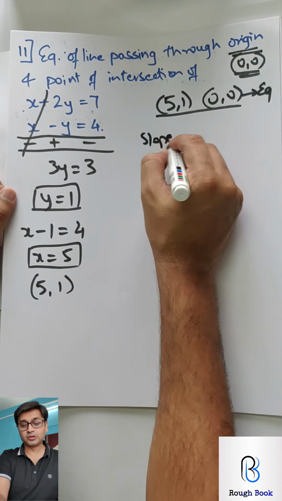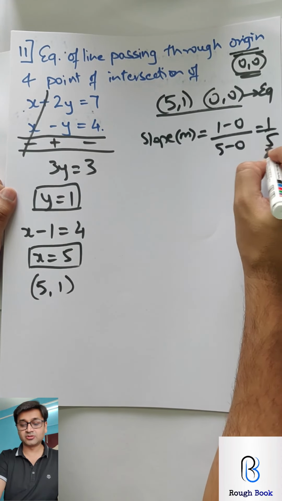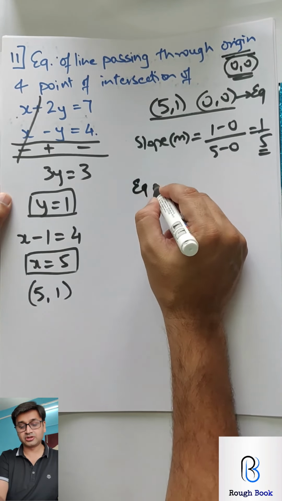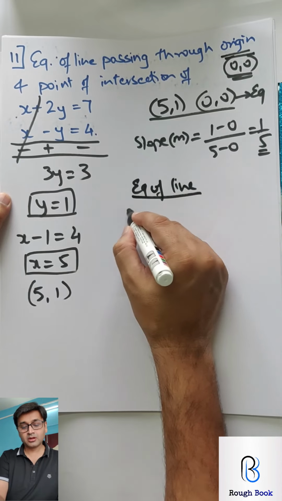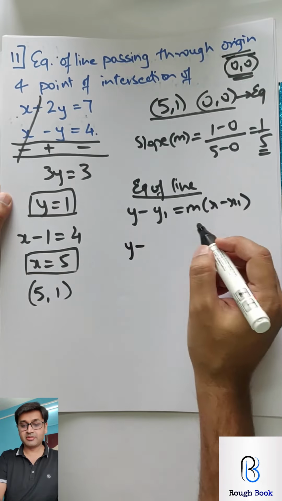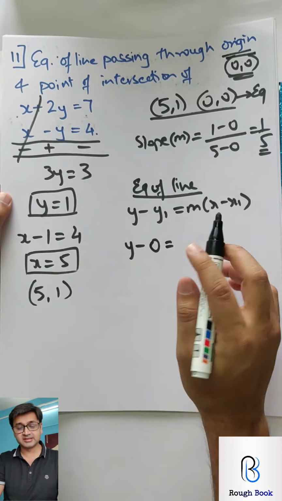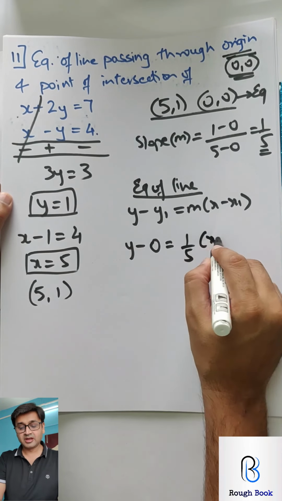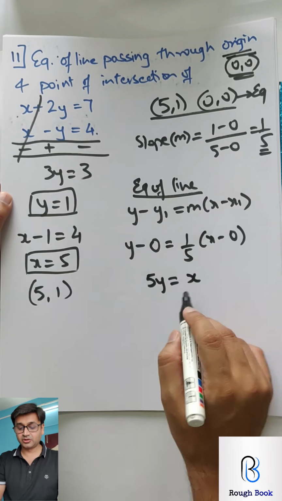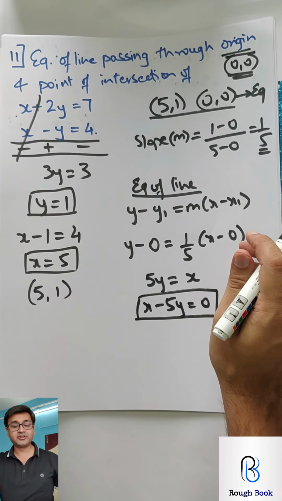So first let's find the slope m, (y minus y1) by (x minus x1). So I get it as 1 by 5. Once I get the slope as 1 by 5, let's get the equation. Equation of line: y minus y1 equals m times x minus x1. I am taking 0, 0, this is easy. You can pick any one, the answer remains the same. So 1 by 5 times x minus 0. 5 goes on the other side, so 5y, and x minus 0 becomes x. So x minus 5y equals 0 is the equation of this line.